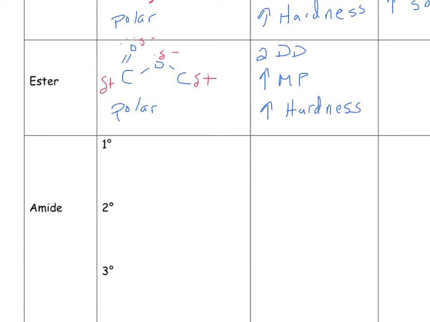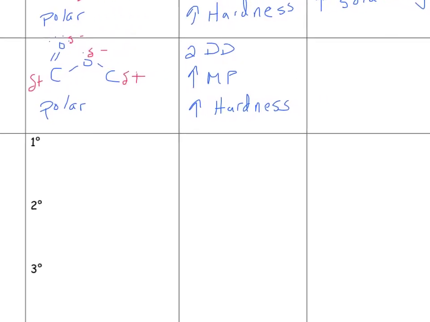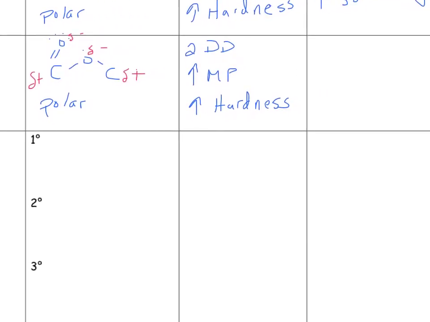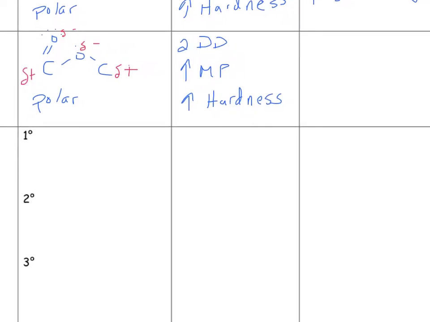Again, because there's no H's attached to the O's, an ester cannot make hydrogen bonds, but they do have the lone pairs necessary to accept two hydrogen bonds from water. This increases the solubility of the compound.